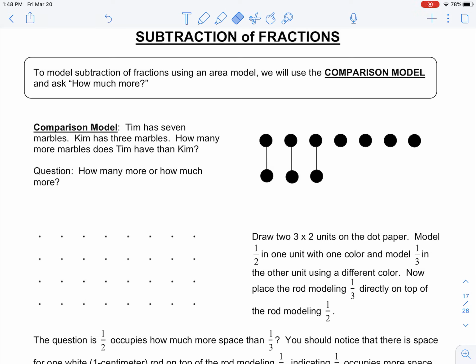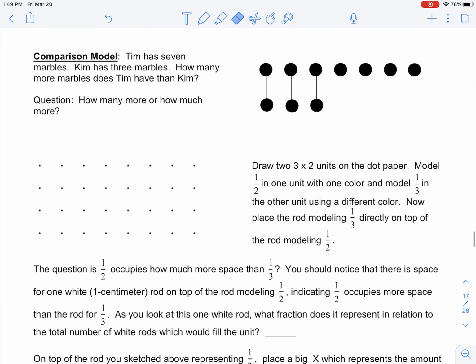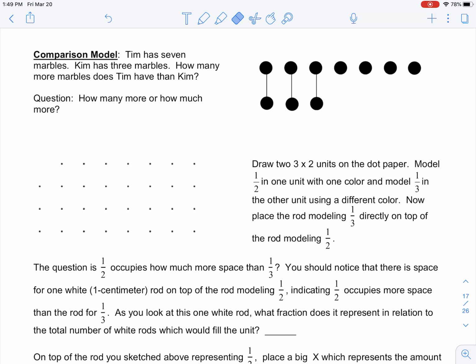So subtraction of fractions is a whole lot like addition of fractions, only we don't use as many units for that. We use the idea of comparison, how many more or how much bigger one area is than the other. So, for example, if I wanted to subtract 1/2 minus 1/3, I'm going to draw just two units, and like for addition, I'm going to model both 1/2 and 1/3.